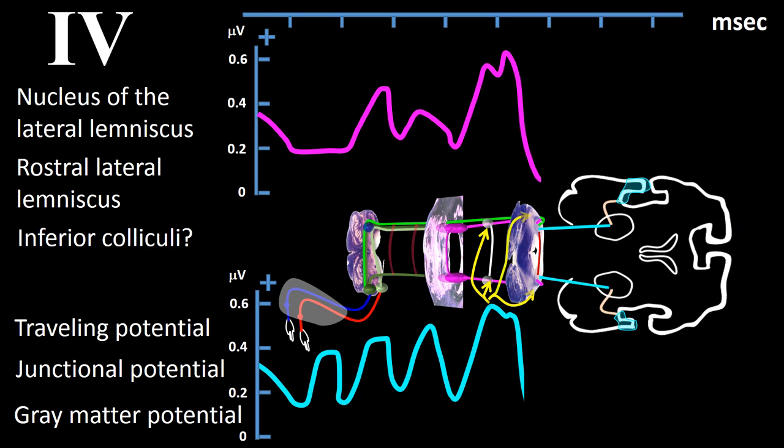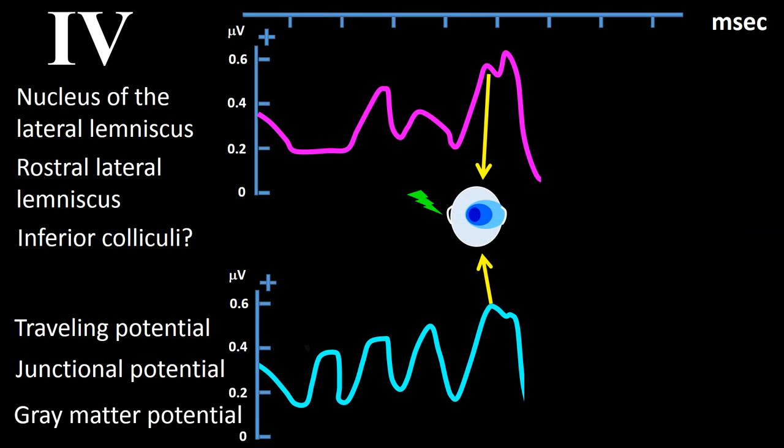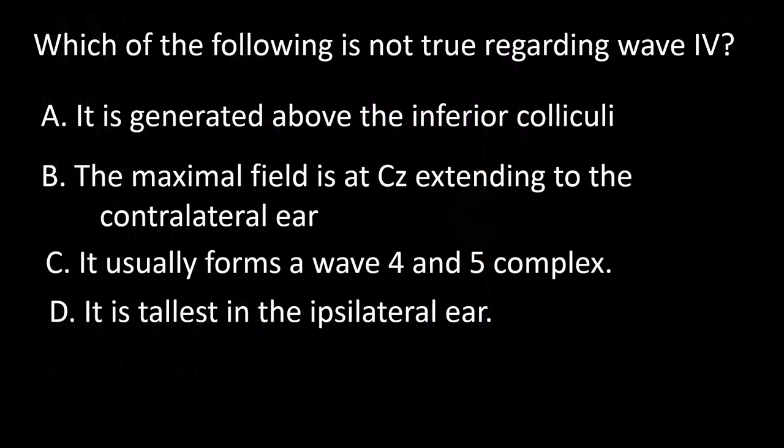It is generated from the traveling potential generated by the electrical activity as it is conducted through the lateral lemniscus. So it has to do with the junctional potential as the lateral lemniscus changes direction or the medium changes, or from gray matter nucleus or nuclei that are scattered in the lateral lemniscus pathway. The field creating wave 4 is maximal at CZ with extension to the contralateral ear. So the answer to this question is A.